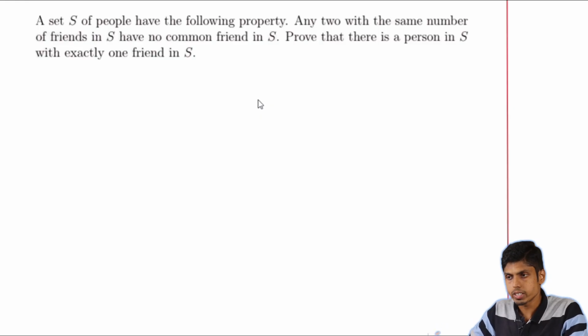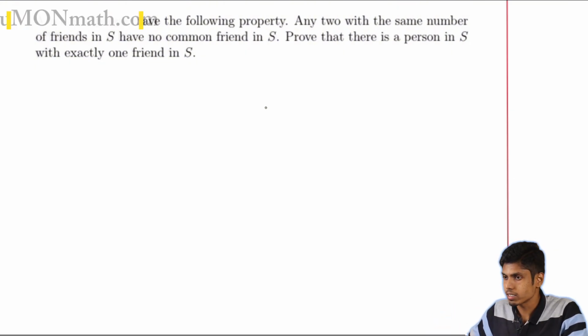If that is the case, then can you prove that there is a person inside the set S with exactly one friend? Let's get started. So here is the question. I insist you to try this problem on your own and then look at our solution. We are just going to use some simple logic, no formulas, no theorems, nothing.